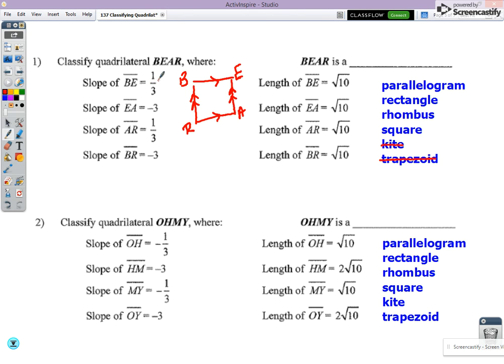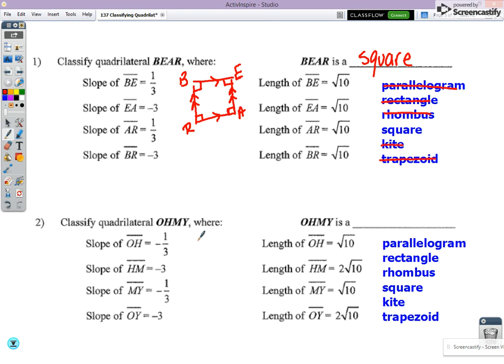Also, I'm noticing that I'm seeing 1/3 and -3. Those are negative reciprocals. That means that BE and EA are perpendicular, and that's true for all of these adjacent sides. So I've got all 90-degree angles. Of the parallelograms, only rectangles and squares have 90-degree angles. So I can cross off parallelogram, and I can cross off rhombus. To figure out if it's a rectangle or a square, I have to look at the lengths. All the sides are congruent. Therefore, it is a square.